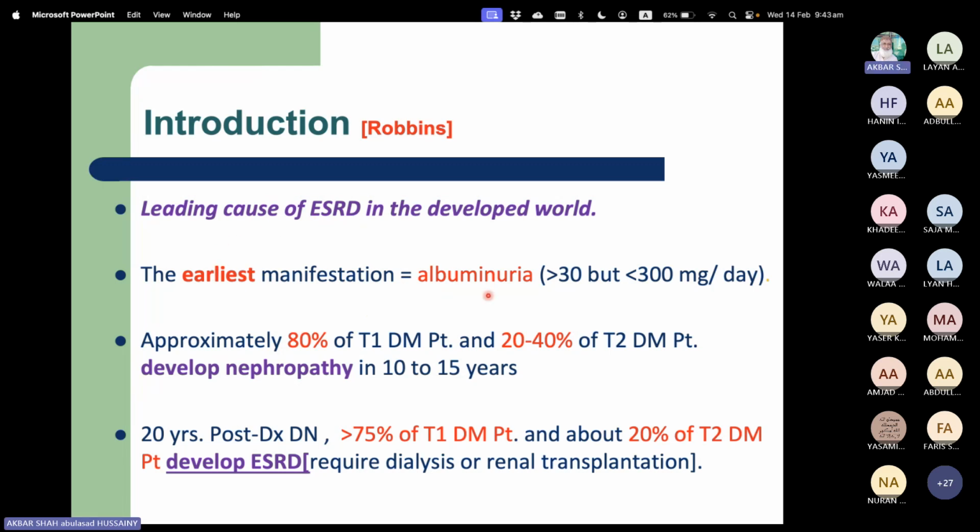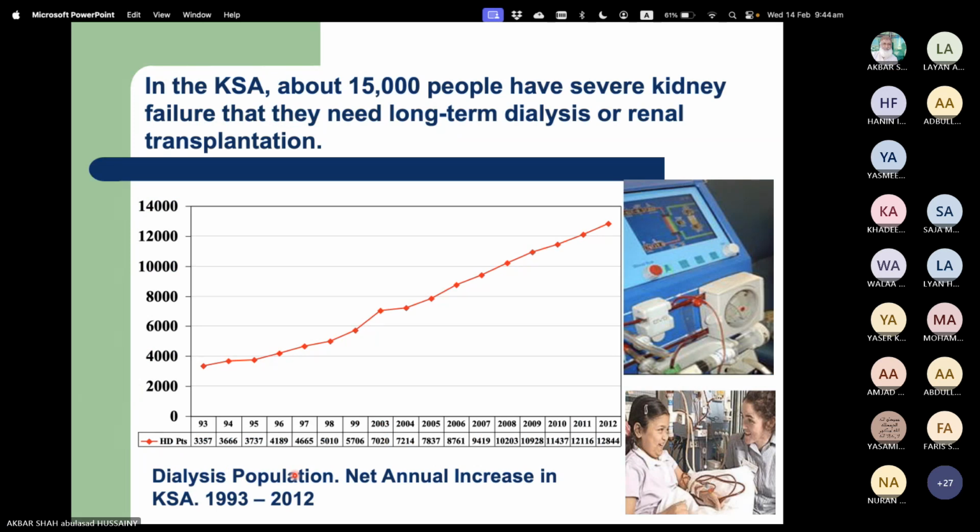The earliest manifestation is albuminuria. In the beginning, there is albuminuria, but not so significant, but it can point that the patient is starting to have damage to the kidney. 80% of type 1 will develop nephropathy in 10 to 15 years, and after the diagnosis of nephropathy, within 20 years, they will have end-stage renal disease, which will require dialysis and renal transplantation. This was one of the graphs I've taken from the last lecture, showing that it's quite an important disease in our population.